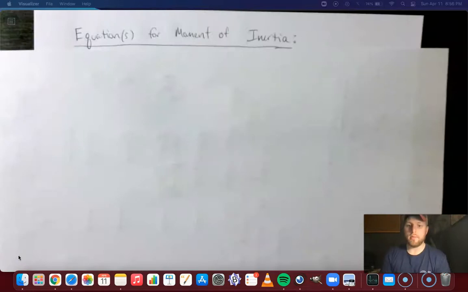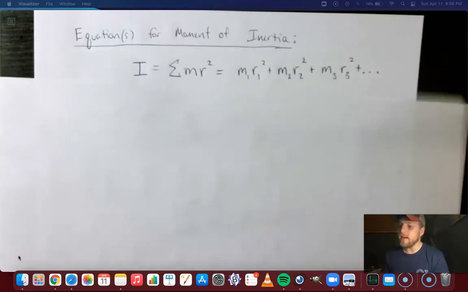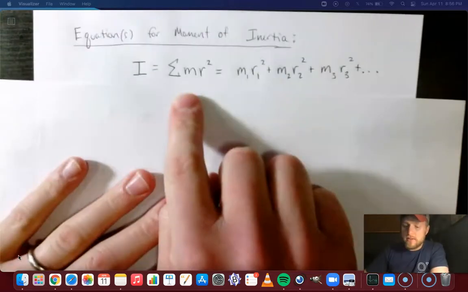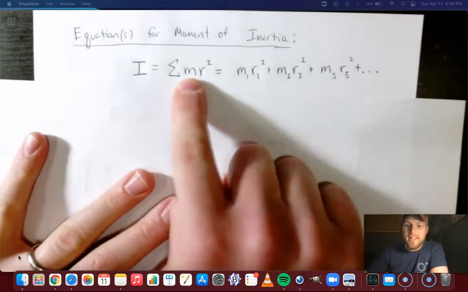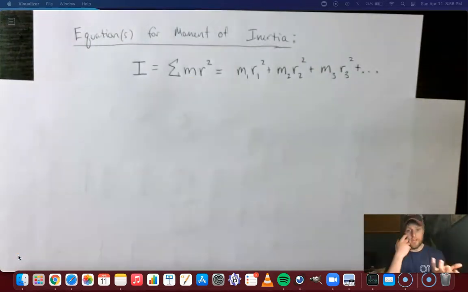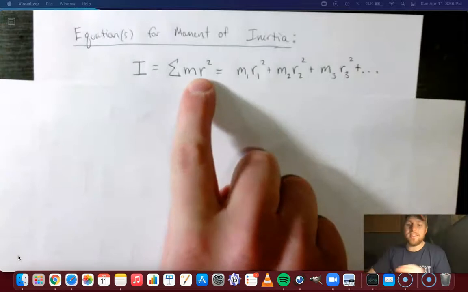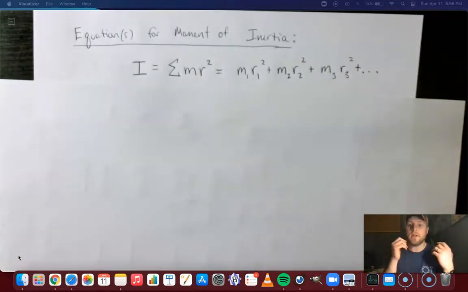So we're going to look at a couple of different versions of equations for the moment of inertia. There's sort of like the math brute force way to calculate the moment of inertia, which I'd like to show you now. Moment of inertia, it turns out, depends on the sum of how heavy each thing is in a system that's rotating, the mass, times its distance from the rotation point squared.